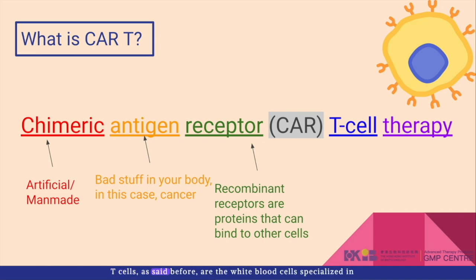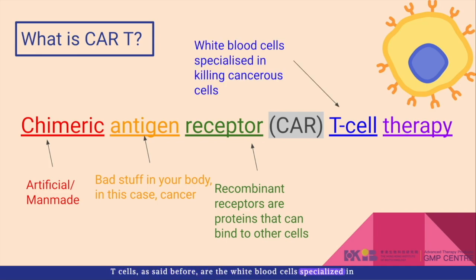T cell, as said before, are the white blood cells specialized in killing cancerous cells, and therapy just means treatment. So all in all, CAR T therapy just means a man-made T cell with receptors that can bind to other cells that can kill antigens, which are the cancer cells in your body. And this is a treatment that will be able to heal you.